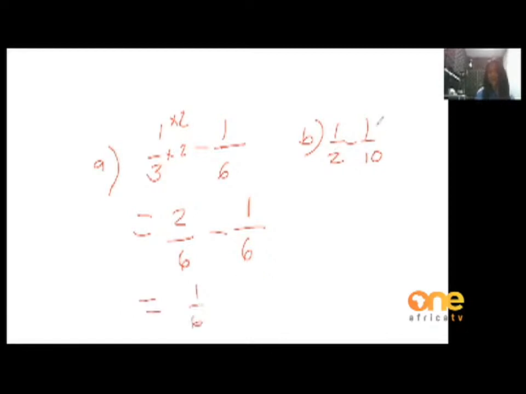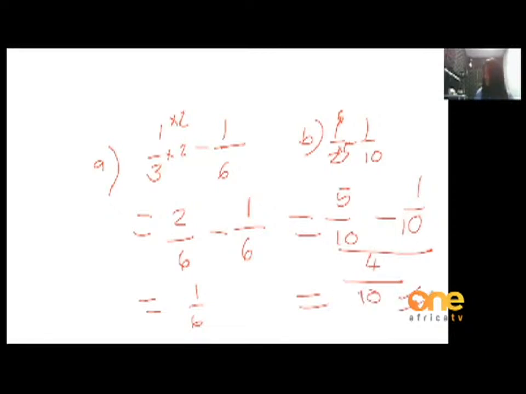Okay, let's work out the next one. So 1 over 2 minus 1 over 10. What will I do here? Okay, my denominator is 10. So I'm going to multiply by 5, multiply by 5. 1 times 5 is 5. 2 times 5 is 10 minus 1 over 10. And 5 minus 1 is 4, and our denominators are the same. So our answer will be 4 over 10. Anybody unsure of what we're doing?